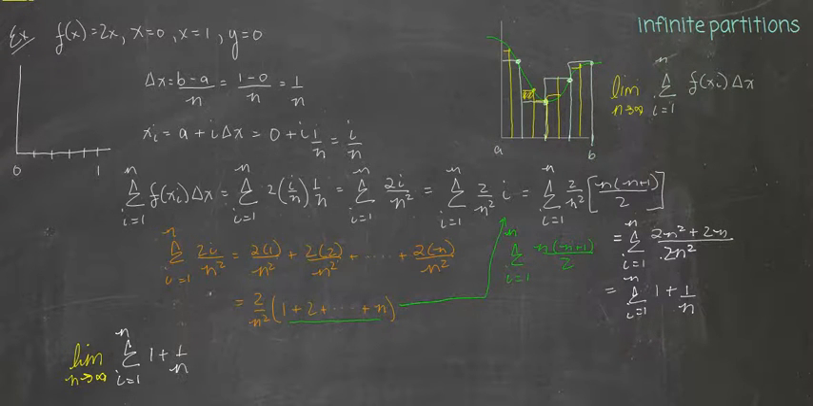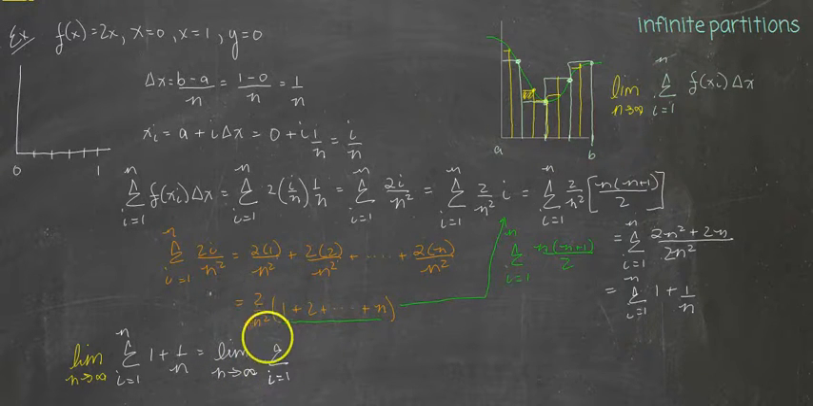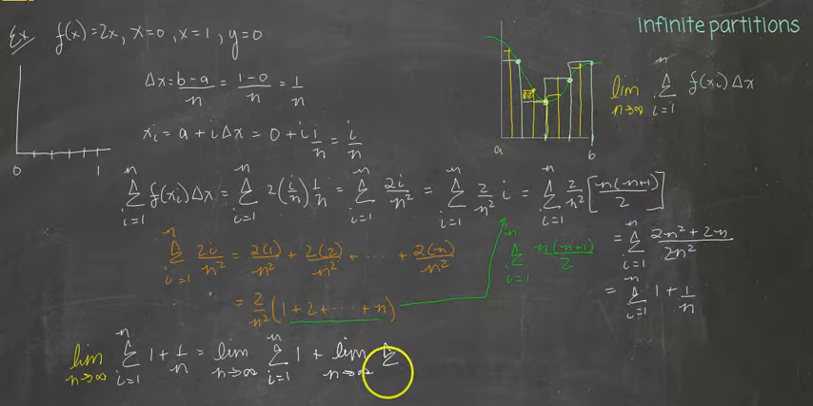Okay, so I can break this up. Remember, when I'm dealing with limits and with sums, if I have two terms, I can make them two separate entities. So I'm going to take the limit as n approaches infinity, that means the partition number approaches infinity, of the sum from i equals 1 to n of 1, plus the limit as n approaches infinity of the sum from i equals 1 to n of 1 over n.